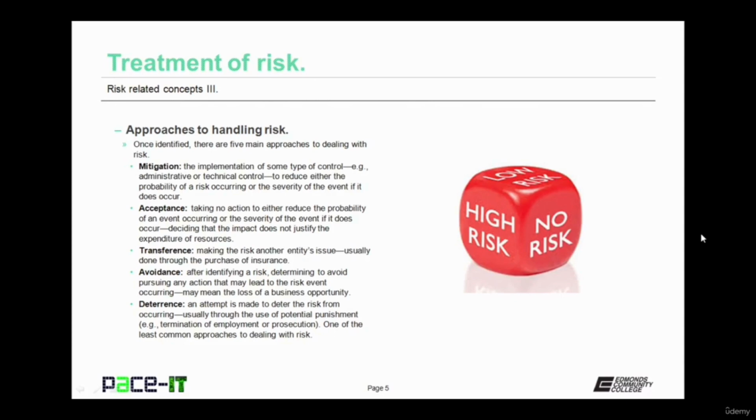And then we have avoidance. This is where, after identifying a risk, it's determining to avoid pursuing any action that may lead to the risk event occurring. While risk can be avoided, this may mean the loss of a business opportunity. And finally, there's deterrence. An attempt is made to deter the risk from occurring, usually through the use of potential punishment, as in termination of employment or prosecution.